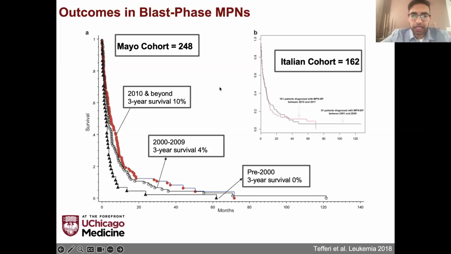The other thing to highlight is that historically, patients who have their disease turn into blast phase MPN do quite poorly. This was a cohort of patients that was published on in 2018, several years ago, really demonstrating that the improvement in blast phase MPNs has been very modest, even as we've jumped from pre-2000 to post-2000.